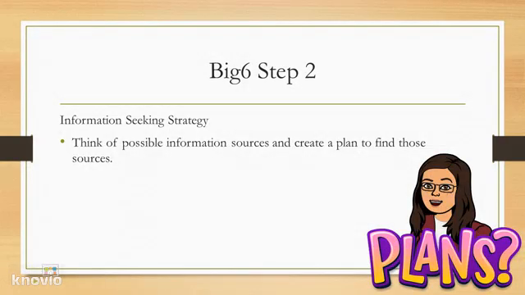Big 6 step number 2, information seeking strategy. Think of possible information sources and create a plan to find those sources. So this is where you're going to decide where and what kind of information you need to solve your question. This could be just a literature review to see what others have found, or it could be that you have to find your own data on the topic. This is where you will plan on where and what you will be using for your project.